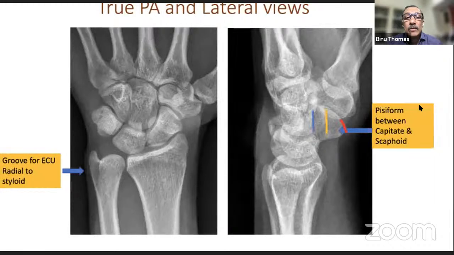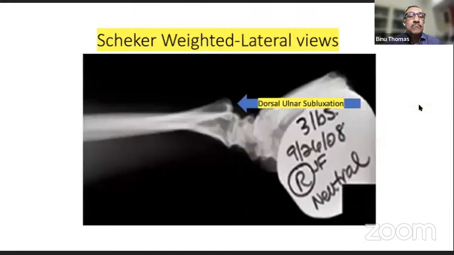And on a lateral view, you see the silhouette of the pisiform between that of the volar rim of the capitate and the volar rim of the scaphoid. Then this is a true lateral view also. And only on these views can you look for shifting of the ulnar head to assess any dislocation or subluxation.